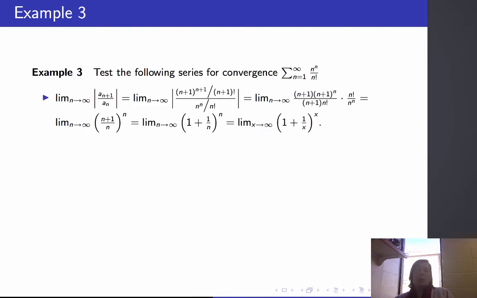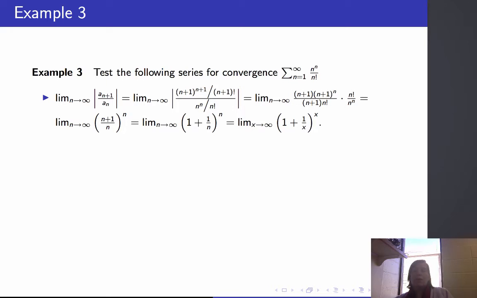So we take the limit as n goes to infinity of the absolute value of the n plus 1th term over the nth term. And that's the limit as n goes to infinity of (n plus 1) to the n plus 1 over (n plus 1) factorial divided by n to the n over n factorial.